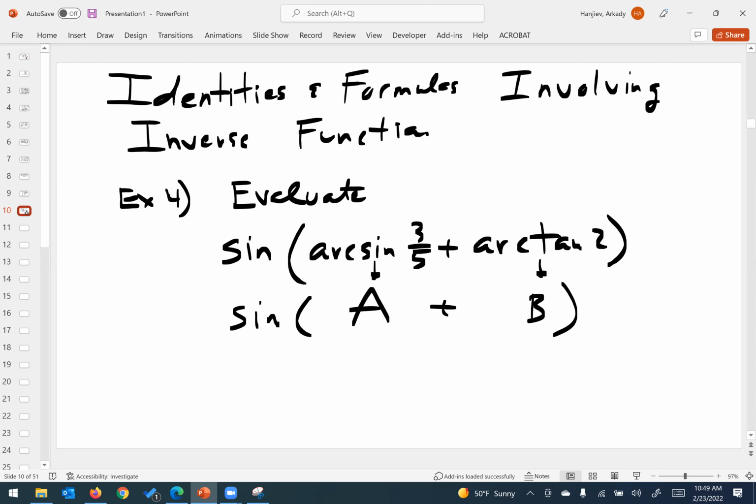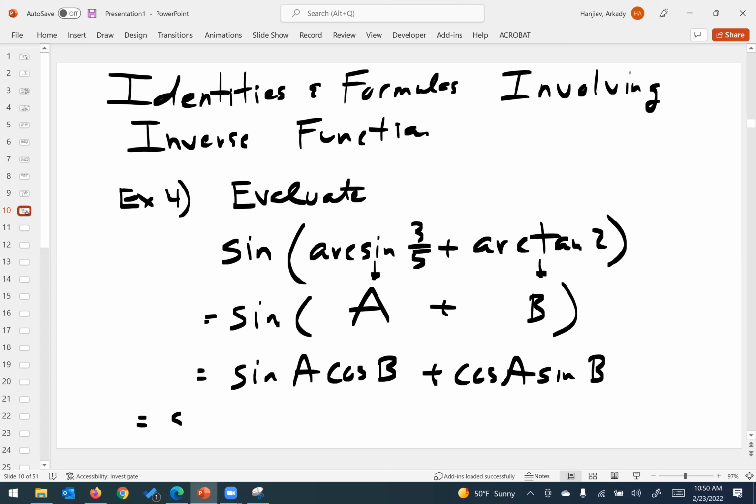Hold on. If that's true, then what's the sum formula for sine? Sine of A plus B is sine A cosine B plus cosine A sine B. Are we good there? Now we do sine of arc sine of 3/5. Here's what we've done by doing that: we've allowed ourselves to simplify. This would be complicated if we did it the other way. So now the question is, how do you simplify A? How do you simplify B?